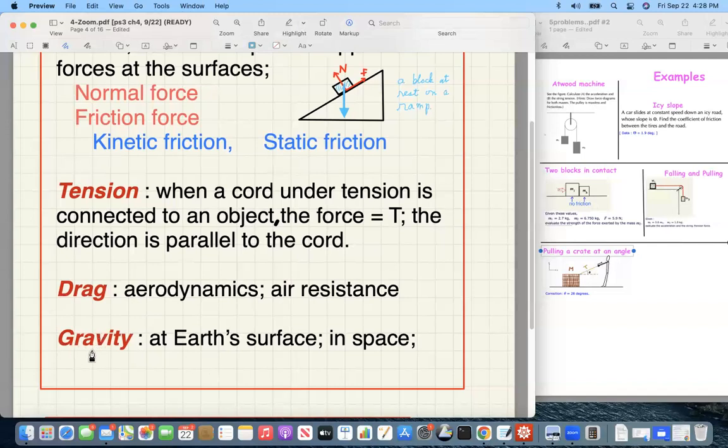Gravity we've discussed before. At the Earth's surface, we have the common acceleration due to gravity, 9.81 meters per second squared. In space, we have a formula for gravity. And gravity goes like 1 over the distance squared. That was Newton's theory of gravity. NASA relies on that for all of their space satellites.